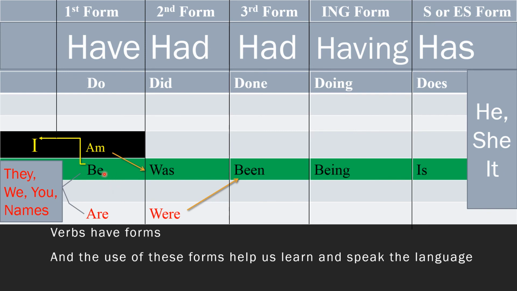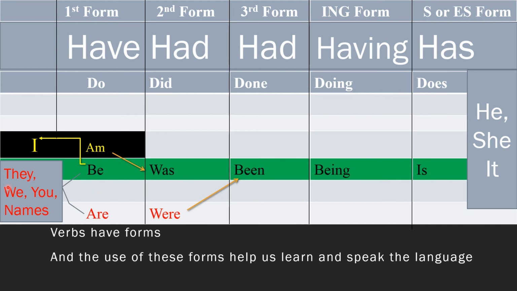Then this is another important verb. The first form is be, second was, been, being, and is. Is the s form of be, right? So but when we use be for I, we don't say I be, we say I am. So be changes into am. Am is practically a form of verb be that is used with only first person singular I. So I am. So be changes into am.